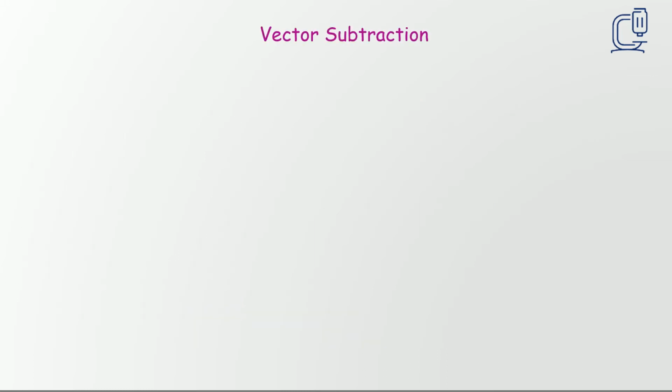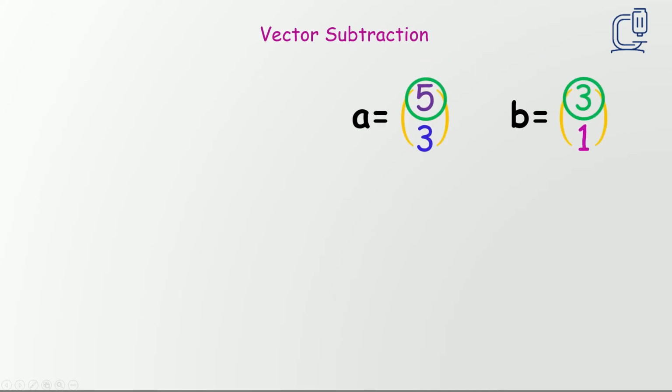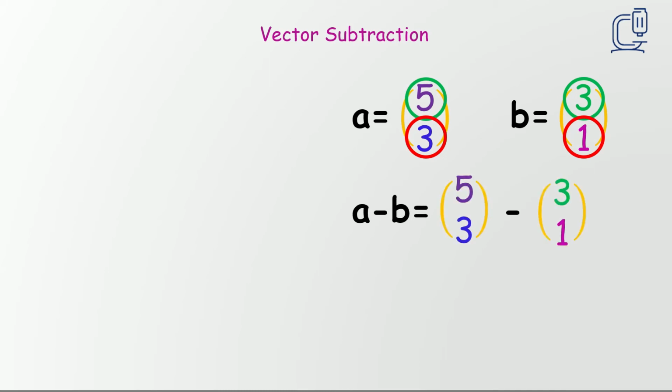Let's try vector subtraction. Vector subtraction is subtracting one vector from another vector. When subtracting vectors, the order is important. To do this, we subtract the horizontal components, top numbers of the column vector, and subtract the vertical components, bottom numbers of the column vector. So in this example, we have A minus B, which is 5 and 3 minus 3 and -1.